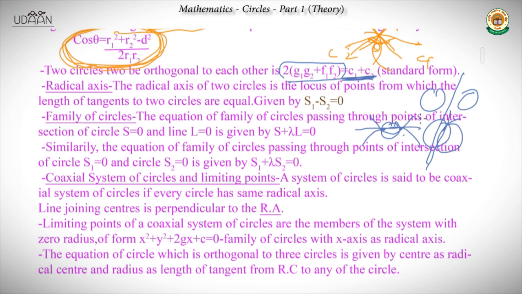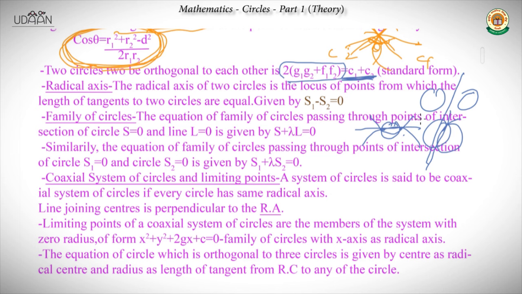And similarly, if we are taking 2 circles, S1 and S2 equal to 0, then the equations of all the circles passing through the points of intersection of these 2 circles, S1 equals 0 and S2 equals 0, are given by S1 plus lambda S2 equals 0, where S1 and S2 are the equations of the 2 circles.